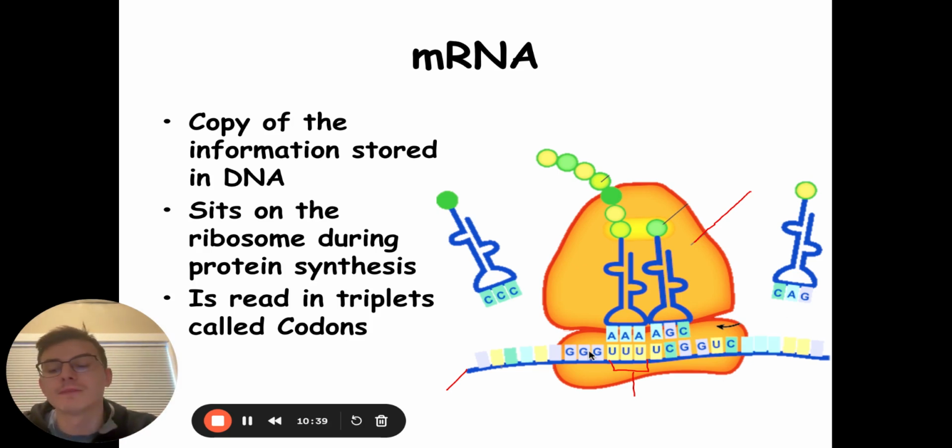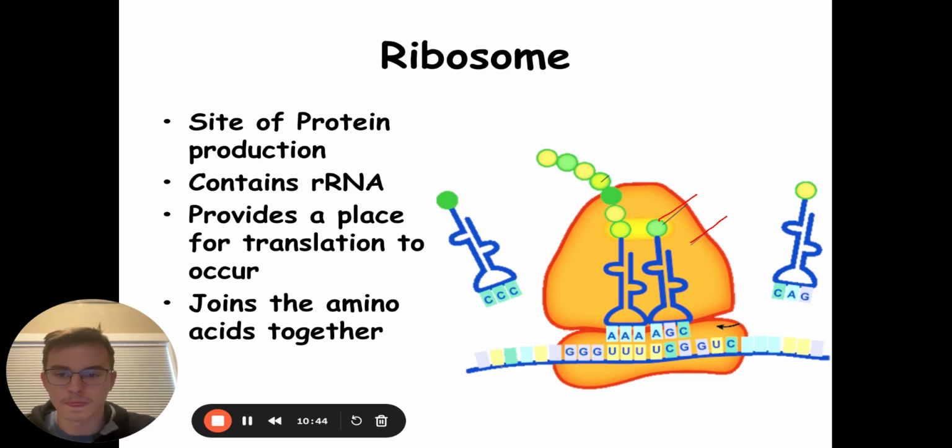So we have the mRNA, which is the code. We have the ribosome, which holds the code in place. And that's what this is saying here. Okay, it's the site of protein production, and it provides a place for translation to occur. And so it holds everything together. And then what it's going to do is it also helps join the amino acids to make a chain, because each tRNA carries one. Well, at the end, we're going to have a very long string of this amino acid being made. So the ribosome is going to help put them all together.